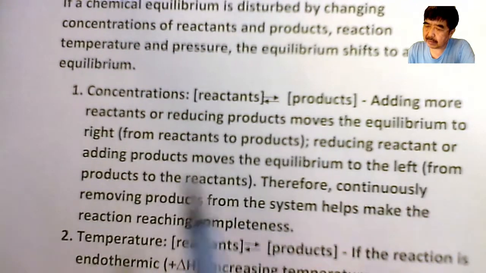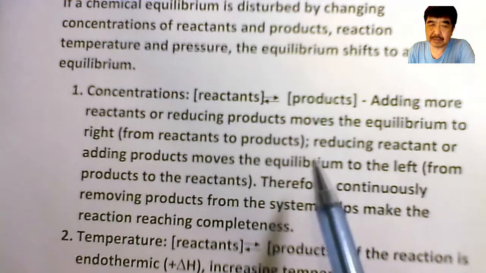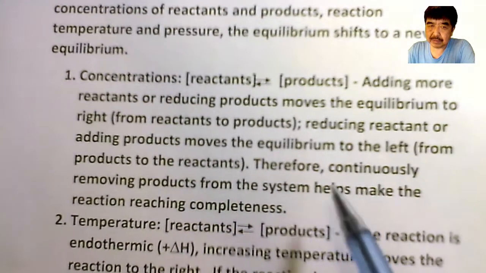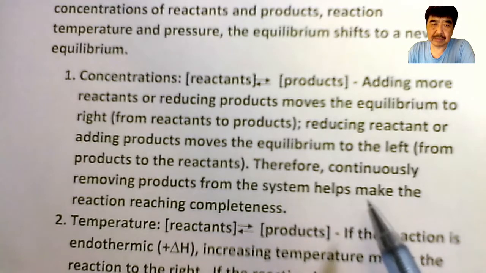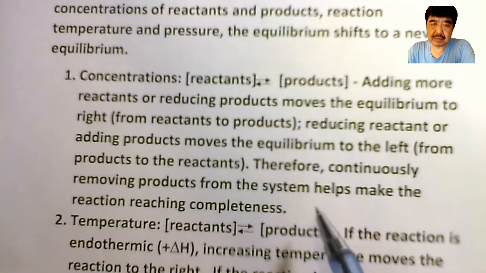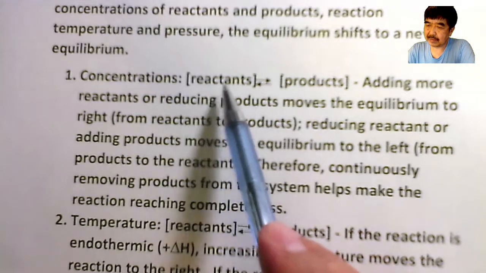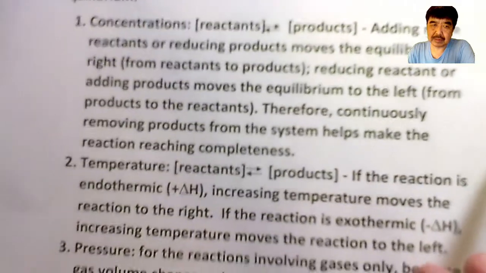Reducing reactants or adding products moves the equilibrium to the left, from the products to the reactants. Therefore, if we continuously remove the products from the system, eventually we make this reaction reach completeness, and all the reactants become products. Okay, these are the effects of concentration.